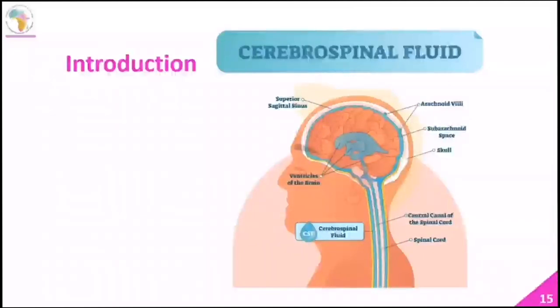The cerebrospinal fluid, commonly abbreviated CSF, is a clear, colorless, and transparent fluid. It circulates through the cavity of the brain, subarachnoid space, and the central canal of the spinal cord, and it's a part of the extracellular fluid, abbreviated ECF.